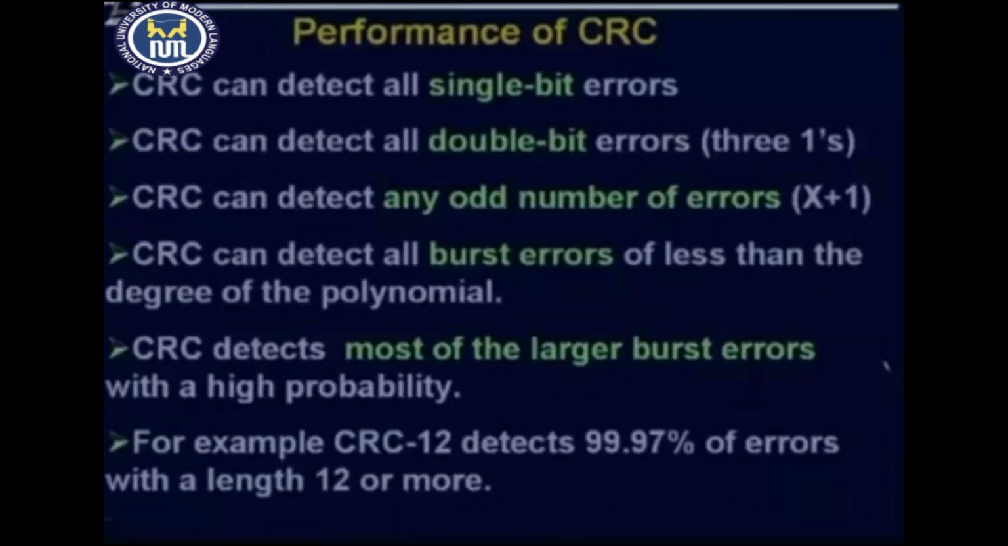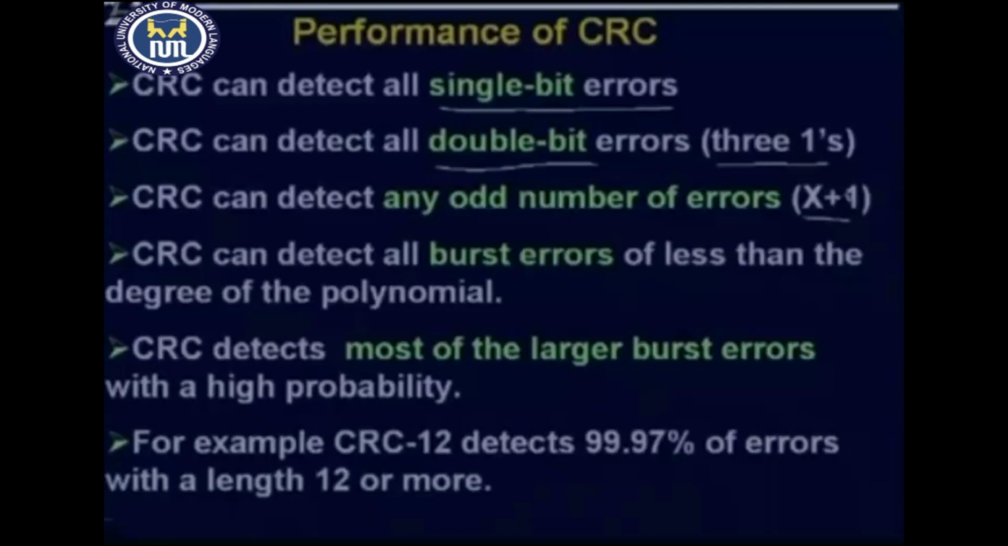Let us see the performance of the CRC. CRC can detect all single bit errors. This is similar to the simple parity check. It can detect all double bit errors provided there are 3 ones in the polynomial. As we have seen in the characteristic polynomials, if the number of ones is more than one, then we can detect all double bit errors. We can detect an odd number of errors as well if the polynomial is divisible by x plus 1.